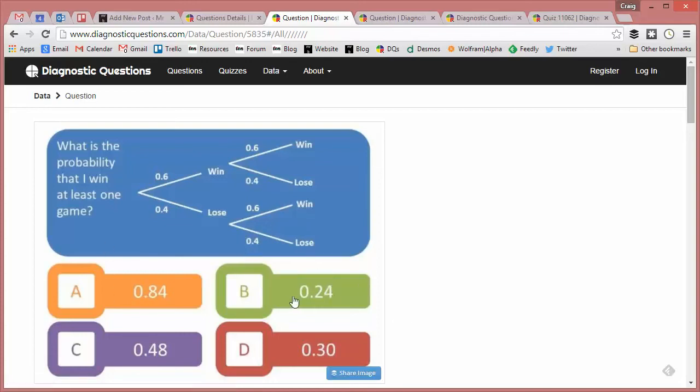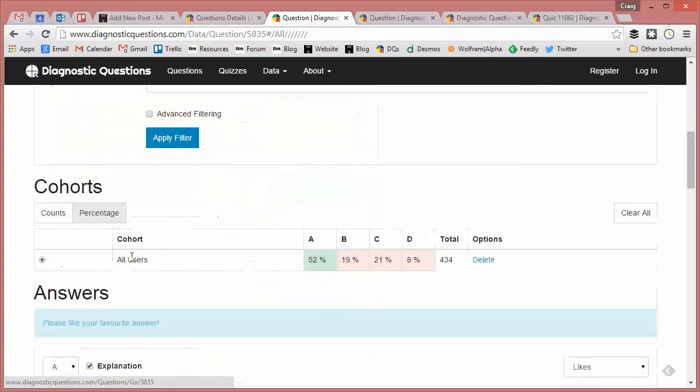So let's have a look at this. Why are students going for B, 0.24? Well, you can probably have a guess here. The probability of winning at least one game, well, the probability of winning one game is 0.24 because it's 0.6 times 0.4. Is that what students are doing?